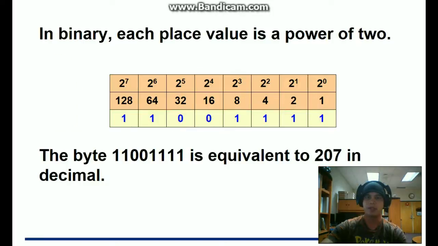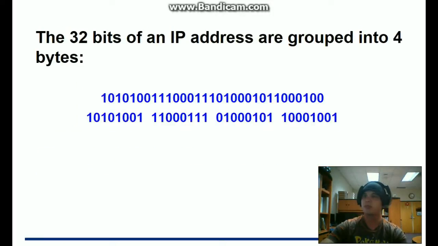All right. So what's next? 32 bits of an IP address are grouped into 4 bytes. I kind of already mentioned that. So when we look at an IPv4 address, we will get a string of ones and zeros. They may be overwhelming, but just break that down into octets, or a string of 8 bits, and then you will get a value.